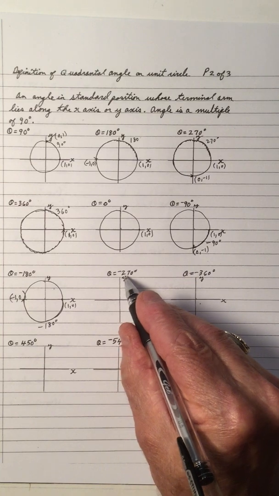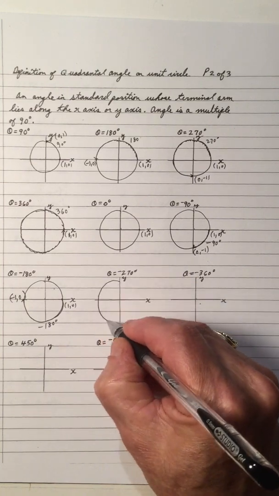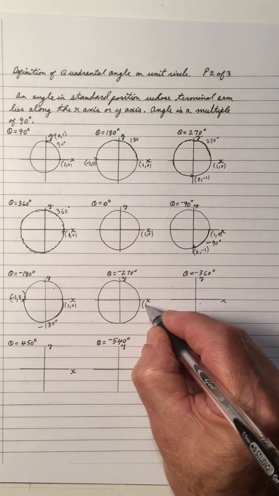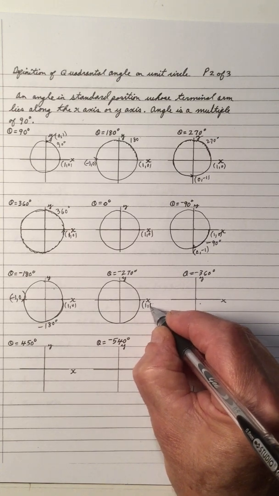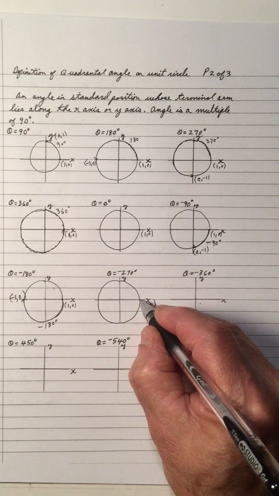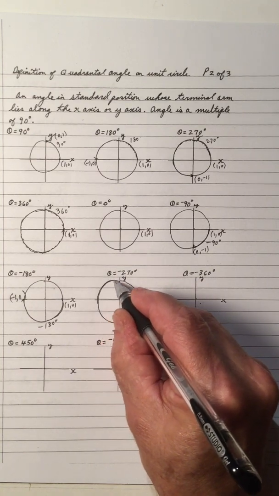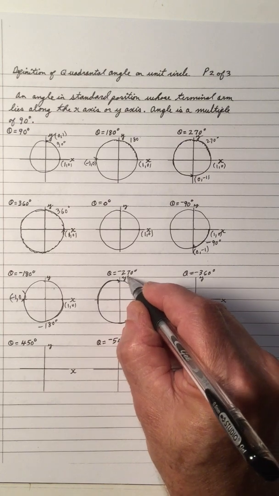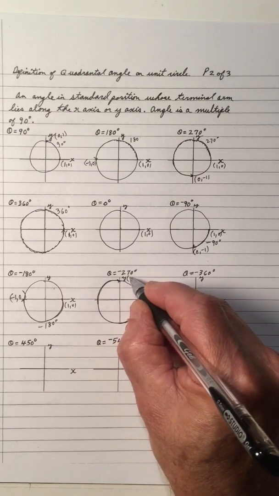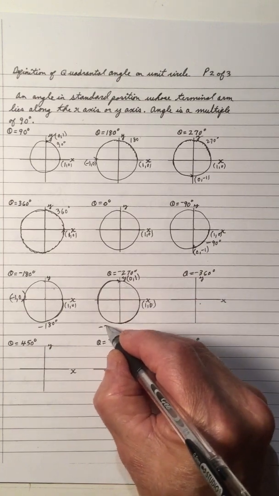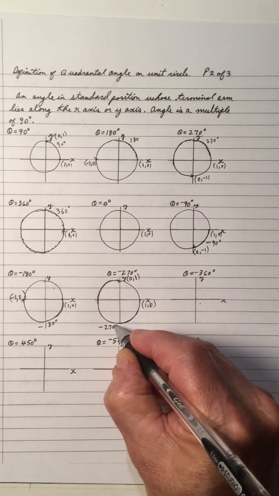Now let's go to this one, -270. So here's a circle. We start right here at 0. So the point is 1, 0. So we rotate -90, -180. So -270 is right there. So this point is x is 0, y is 1. So that's -270, and that's a quadrantal angle.